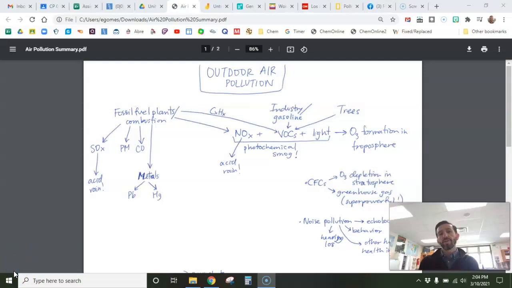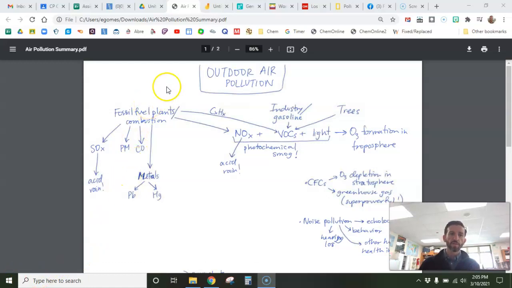So first, let's talk about outdoor air pollution. A lot of our outdoor air pollution, as far as anthropogenic sources, comes from fossil fuel plants or combustion, especially coal power plants, okay? But also fossil fuel combustion from car exhaust pipes and industry and things like that. One of the big culprits are the SOx, mainly SO2, from power plants, because they lead to acid rain. Now, I want to help you differentiate between acid rain and ocean acidification, okay?